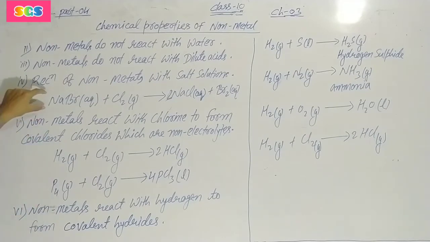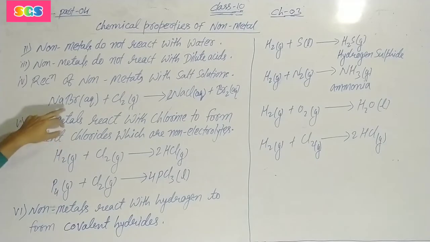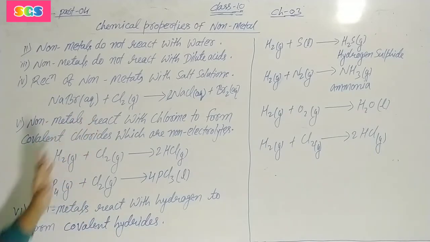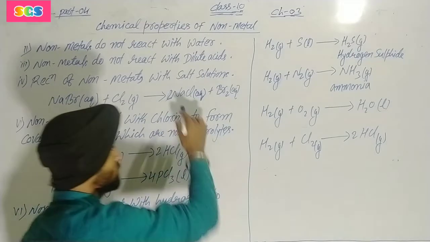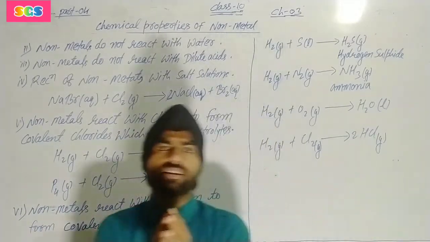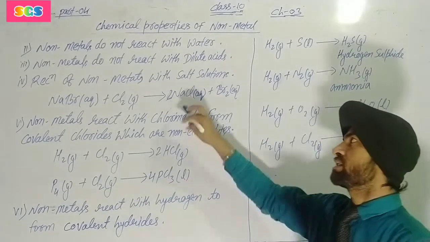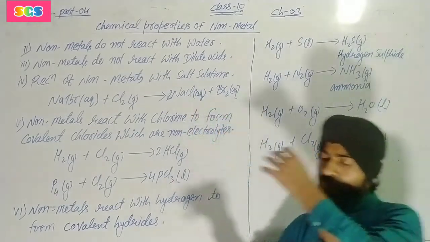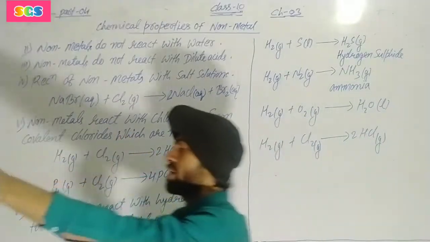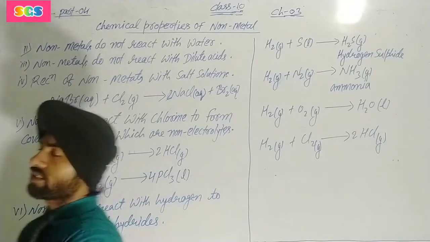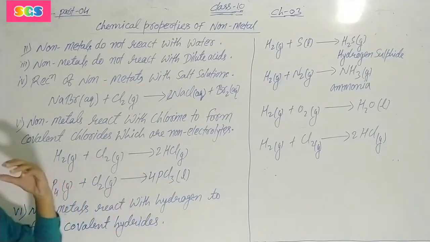So here metal bromide is a salt solution, the solution of metal bromide in water. That means this is an aqueous solution. When sodium bromide reacts with chlorine, what will it form? Sodium chloride, that is metal chloride, common salt, and it releases bromine. Bromine gas is released from sodium bromide.